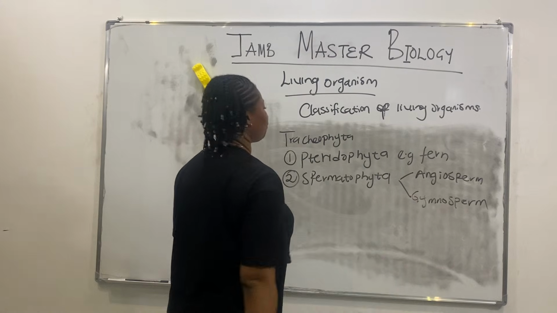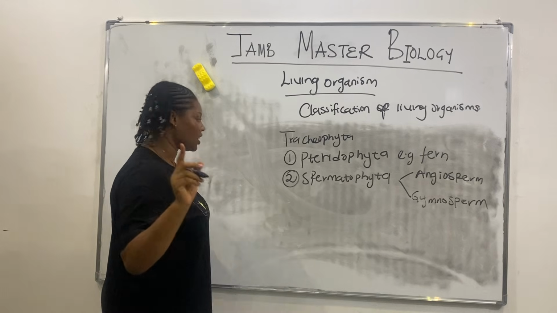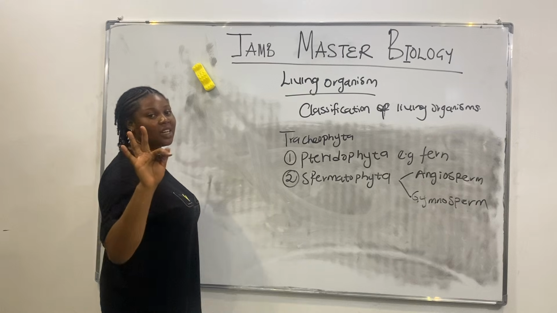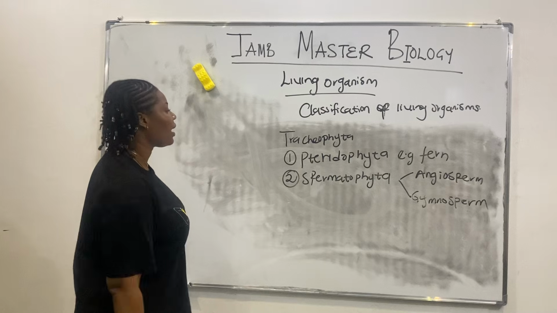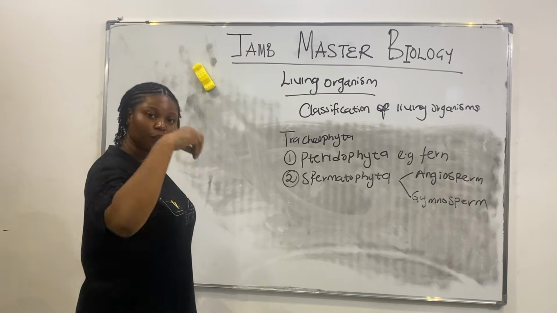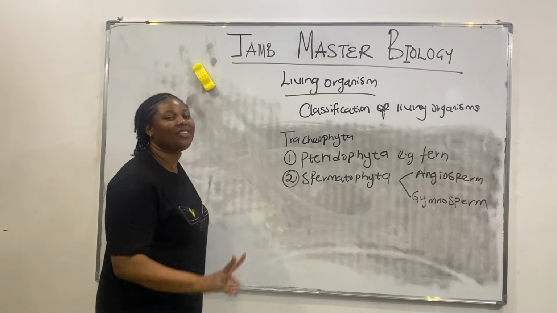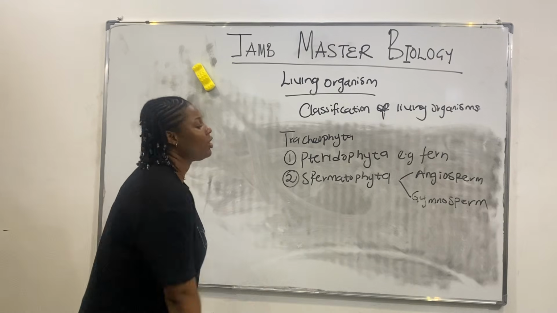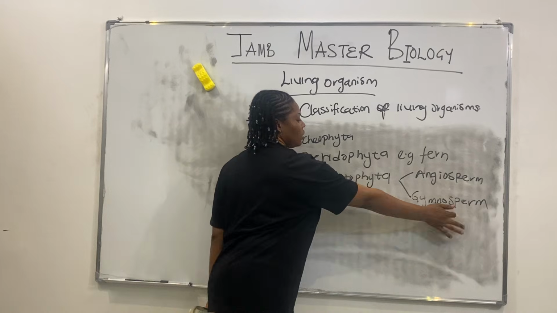Don't worry, I'll break it down again for you to understand. So firstly, remember I said that plant has 3 divisions. Under kingdom plant, we have 3 divisions: Thallophyta, Bryophyta, and Tracheophyta. Under Tracheophyta, they are now divided into 2 again, which is Pteridophyta and Spermatophyta. Now, under Spermatophyta, we now have Angiosperm and what? Gymnosperm.